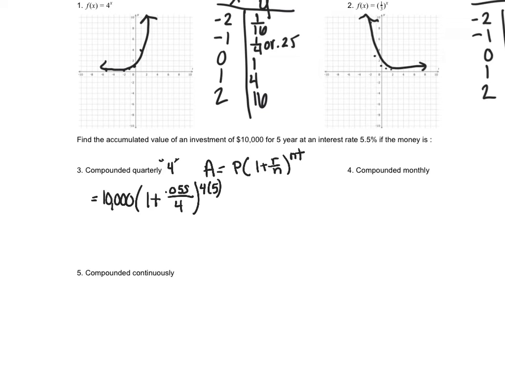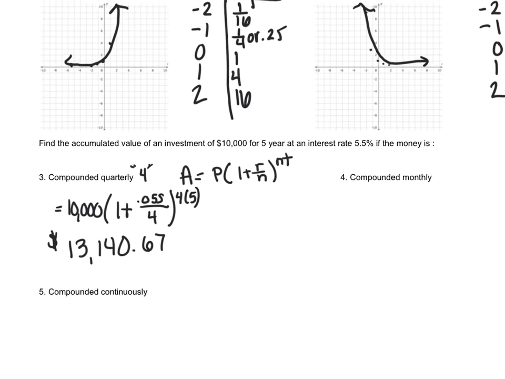In your calculator, you want to do the 0.055 divided by 4 first. Hit enter. Add 1 to that. Put that answer to the 20th power, because that's 4 times 5, and then times that answer by 10,000. Remember PEMDAS, do the parentheses first, then the exponent, then the multiplication. So when we're done with this, we'll have $13,140.67 when we round it to the nearest cent.